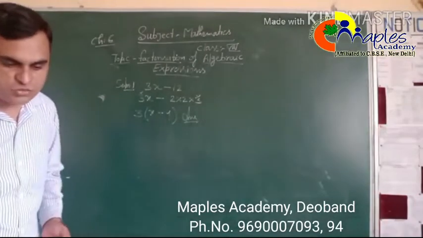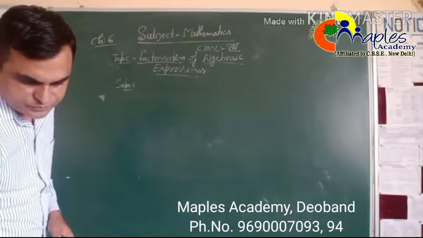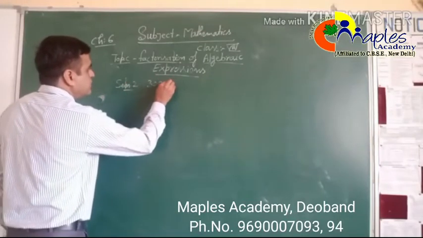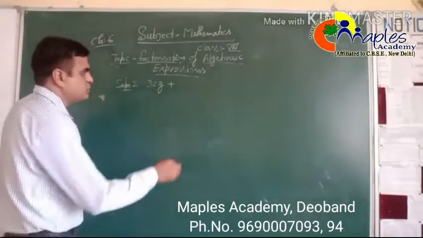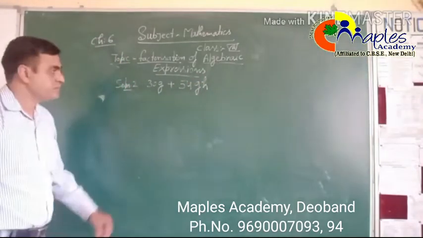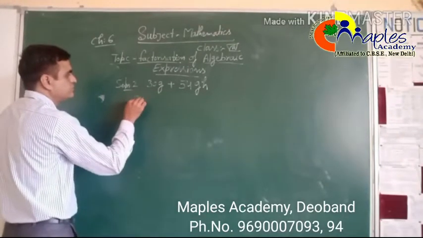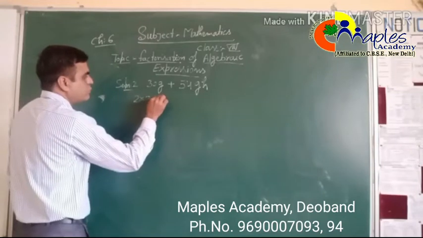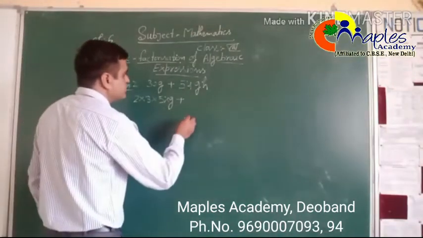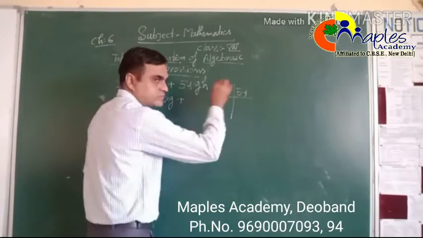Now we perform the next question. Question number 2 is, 30g plus 54gh. What are the factors of 30? 2 into 3 into 5 multiplied by g. And what are the factors of 54? We can calculate here.